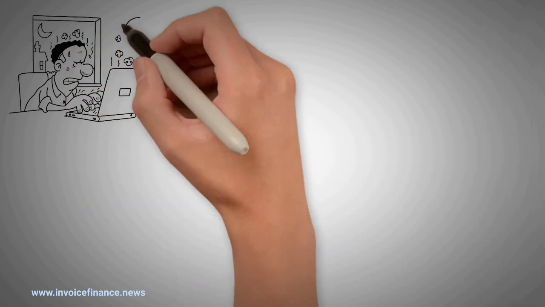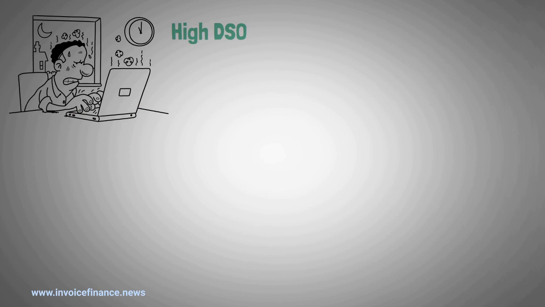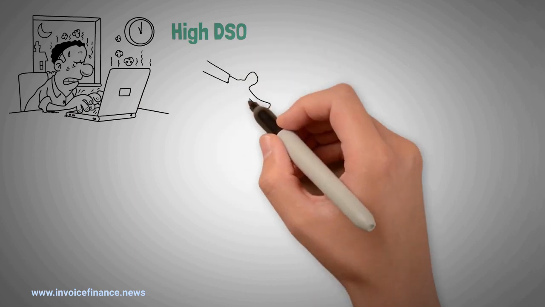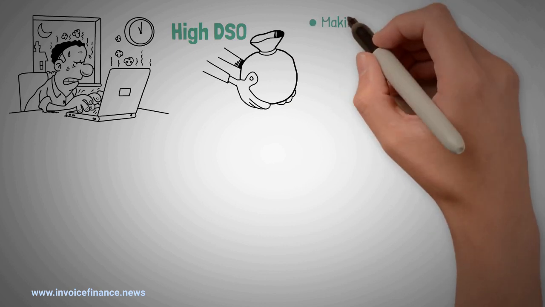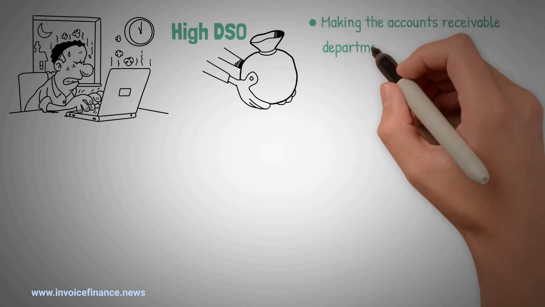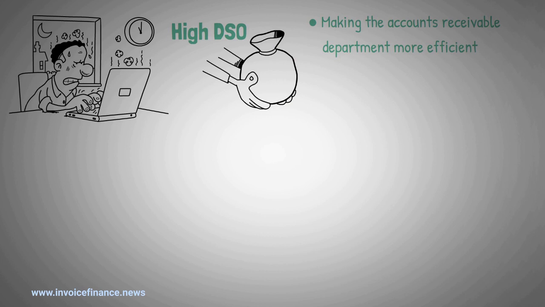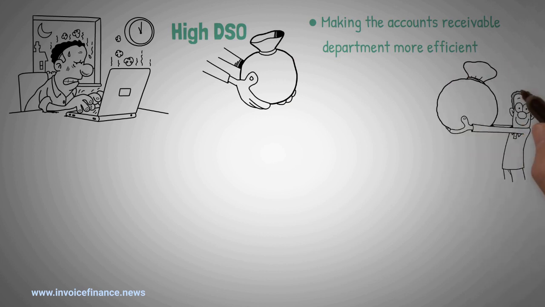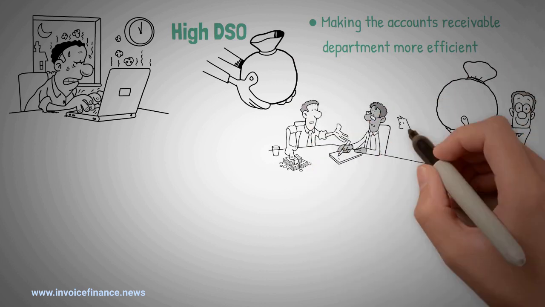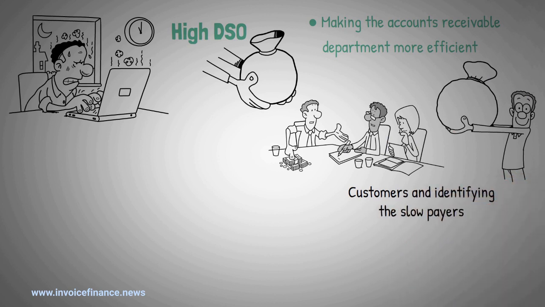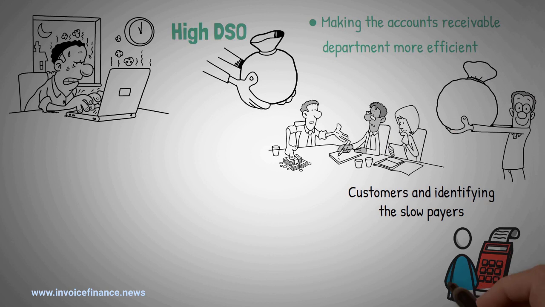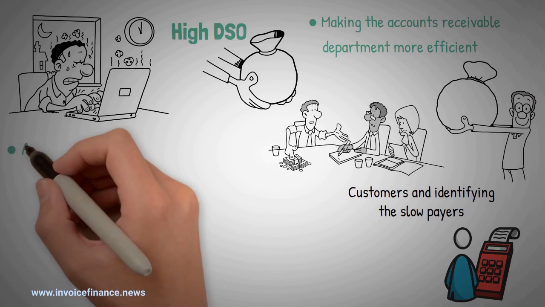If a company is struggling with a high DSO, there are a number of areas that can be looked at to shorten payment times and bring down DSO. They are making the accounts receivable department more efficient. It is possible to speed up the collection of money owed by analyzing the payment behavior of regular customers and identifying the slow payers. It is then possible to look at ways of encouraging timely payment for these customers.